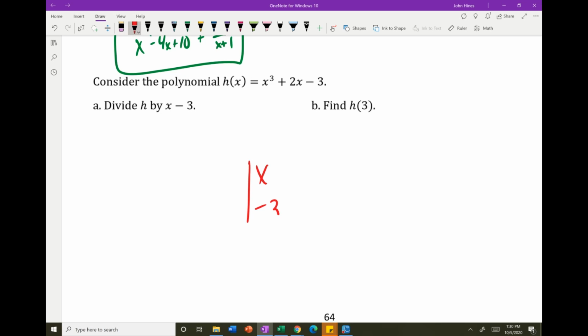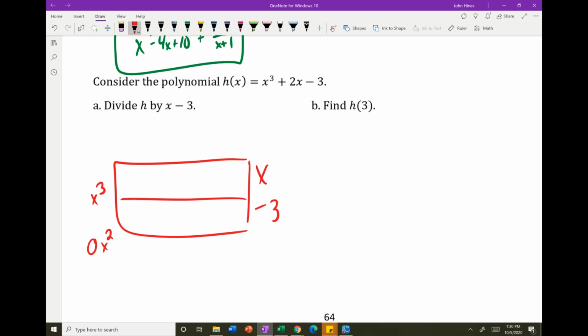Divide by x minus 3. So I got x to the third. Warning: 0x squareds, 2 x's, and then a negative 3. All right, here we go. X squared, negative 3x squared. But I want 0. So once you get good at this reverse tabular method, you'll see that you can kind of speed through these problems.